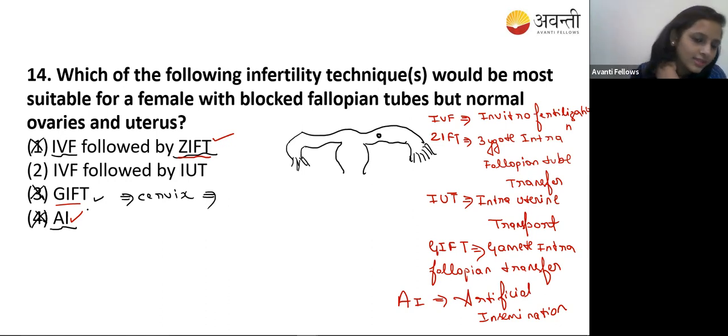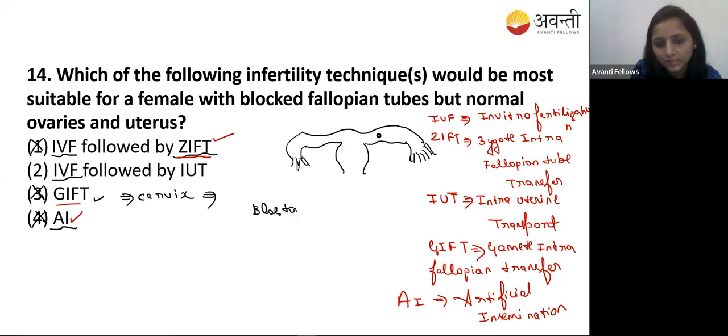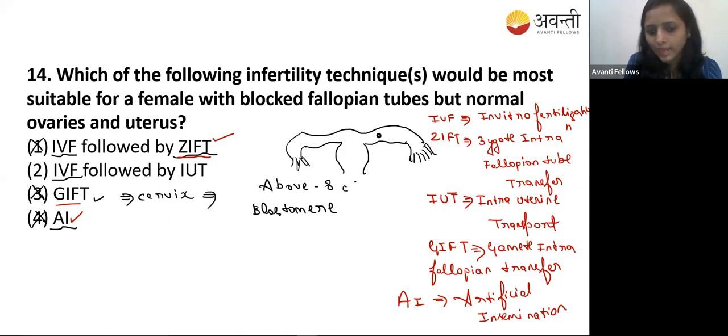Then coming to the second option, they are telling the IVF followed by the intrauterine transfer. What they are doing is, first we will do the in vitro fertilization in the laboratory condition. So the zygote will be formed. We will let that zygote develop till the blastomere stage, up to above the 8 celled stage.